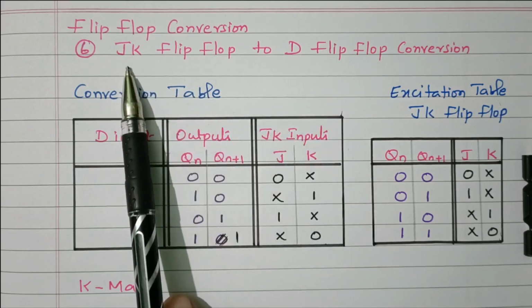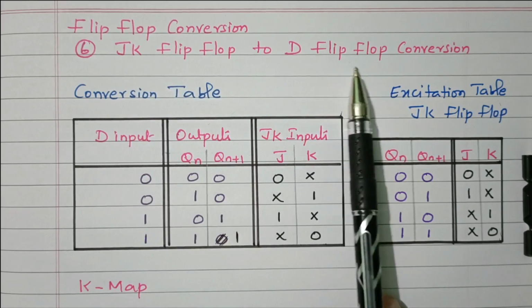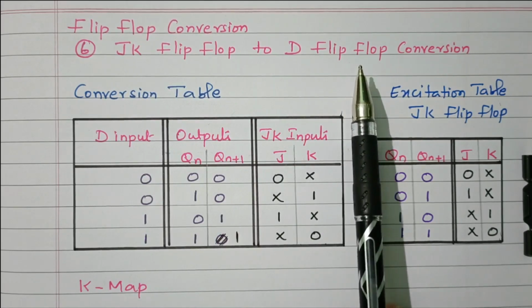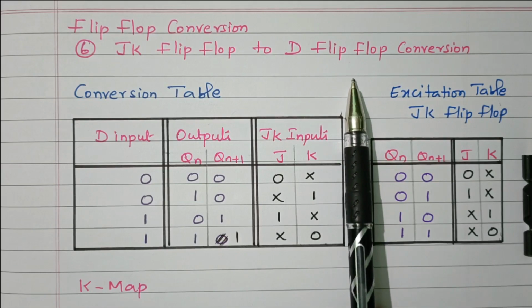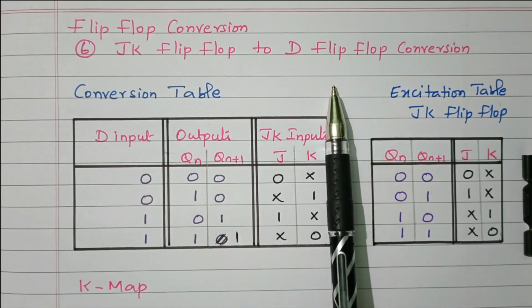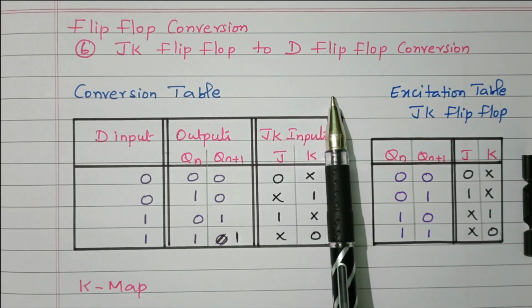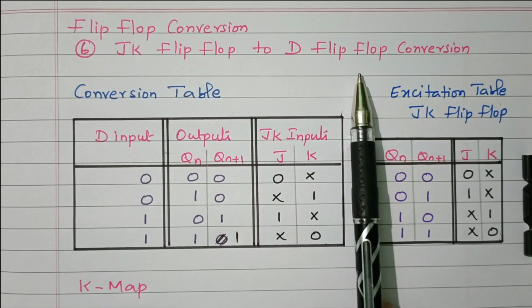Now we'll go to the topic JK flip-flop to D flip-flop. We know that a flip-flop is a storage element. It is able to store 1-bit data. The output has two states, present state and next state. Next state output depends upon present state output as well as input. So input and present state output will decide the next state output. So this is about the flip-flop.